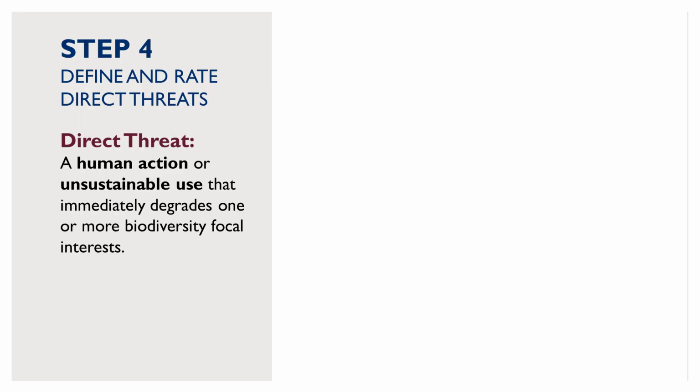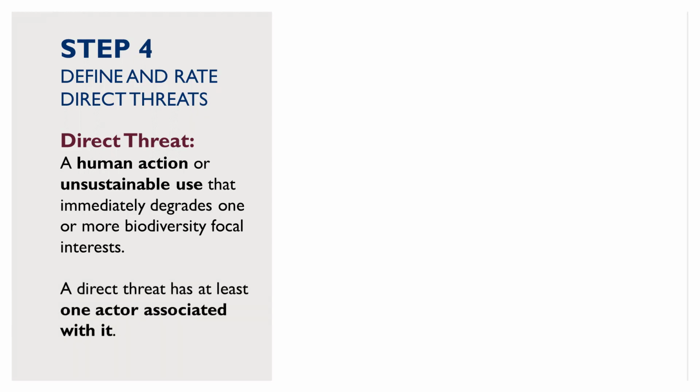A direct threat is a human action or unsustainable use that immediately degrades one or more biodiversity focal interests. A direct threat has at least one actor associated with it and can sometimes be a natural phenomenon that is altered or whose impact is increased by human actions. In situation model diagrams, direct threats are represented by pink boxes.